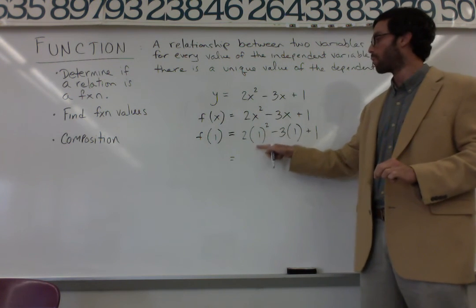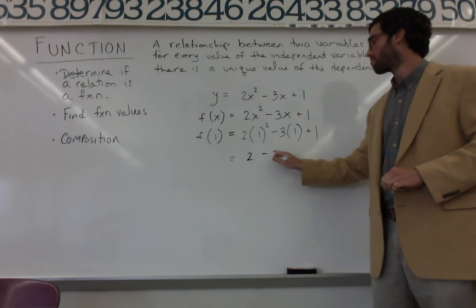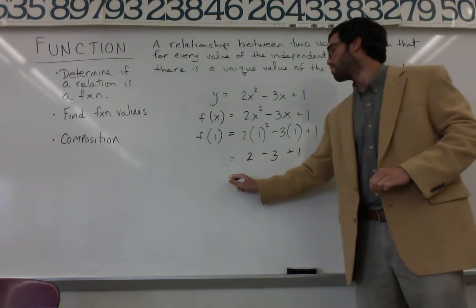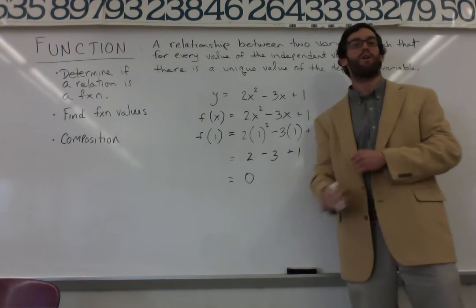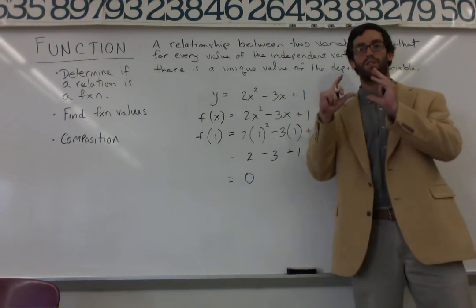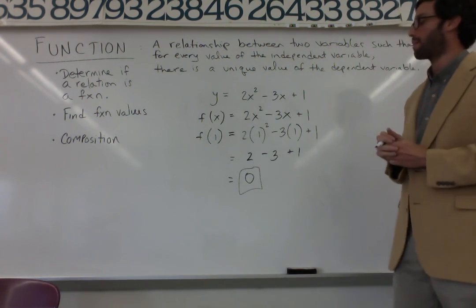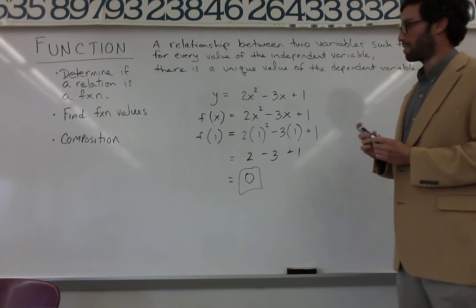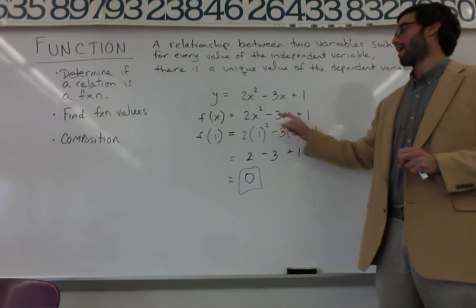1 squared is 1. 1 times 2 is 2. 3 times 1 is 3, but it's being subtracted, plus 1. 2 minus 3 plus 1 is 0. So f of 1 equals 0. That's your answer. If you're asked to find a function value, like all the previous problems, we have just a numerical answer. And again, that's a y value, where x is 1, y is 0. If I said find f of 3, you'd plug in 3 for x and evaluate it.